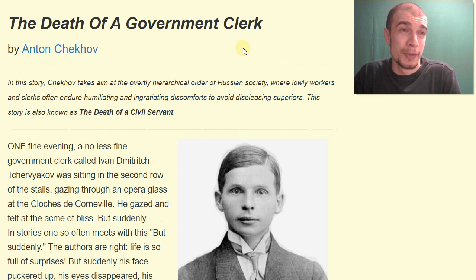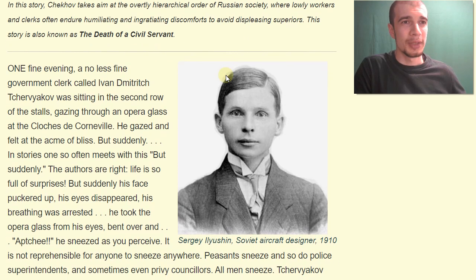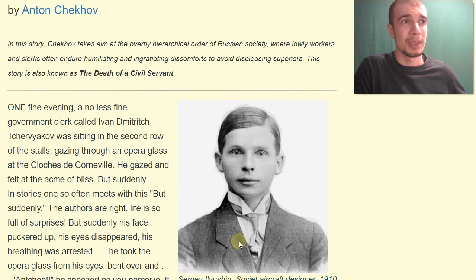The Death of a Civil Servant. I don't know who he is in this picture. Sergei Ilyushin, says the label. Soviet aircraft designer, 1910. I don't understand who he is and what he's doing here, because it has his name, and this man has nothing to do with the story. I don't know, maybe it was a mistake, or maybe he was somehow related to the story.